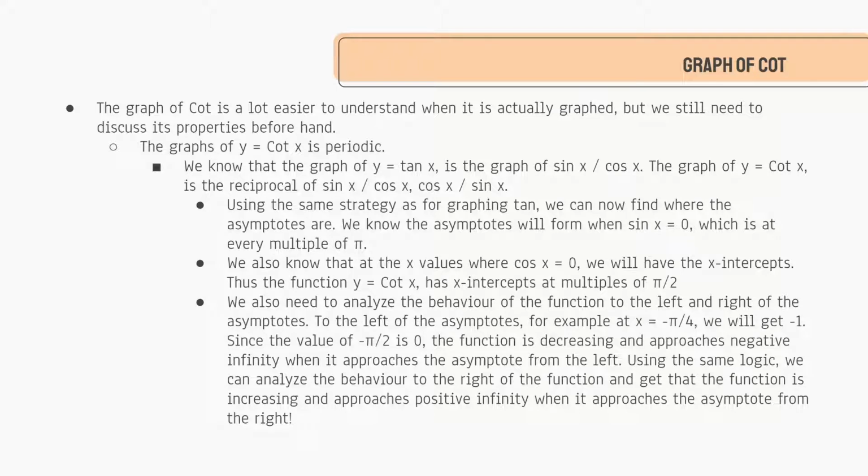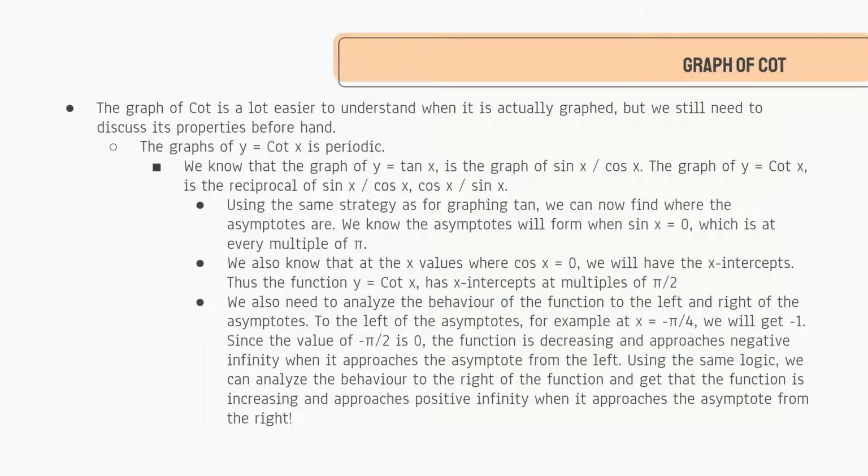So immediately what you have to know is that the graph of y is equals to cotangent of x is periodic, just like every other function we've been working with in this unit. We also know that the graph of y equals tan x is the graph of sine of x over cos of x. So the graph of y equals to the cotangent of x is the reciprocal of the tan x graph, which would mean it actually equals to cos of x over sine of x. This lets us use the exact same process that we use to analyze the graph of tan.